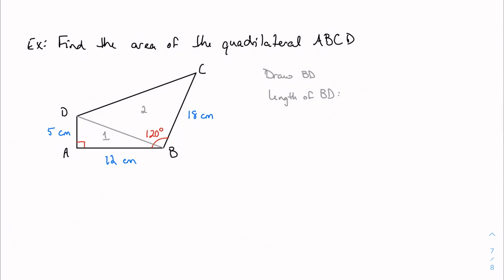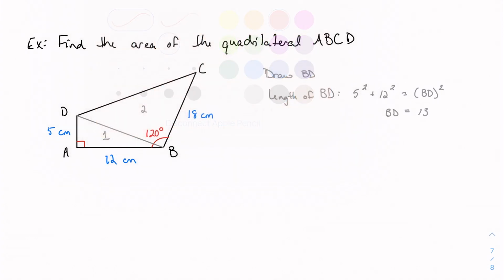So to find the length of BD, I'm going to deal with triangle 1 and just use my Pythagorean theorem, right? 5 squared plus 12 squared equals the length of BD squared. BD squared is 169, so BD is 13. Let me write that in. Let me pick a different color so it sticks out here. I'll use blue. All my side lengths are in blue. BD is 13.